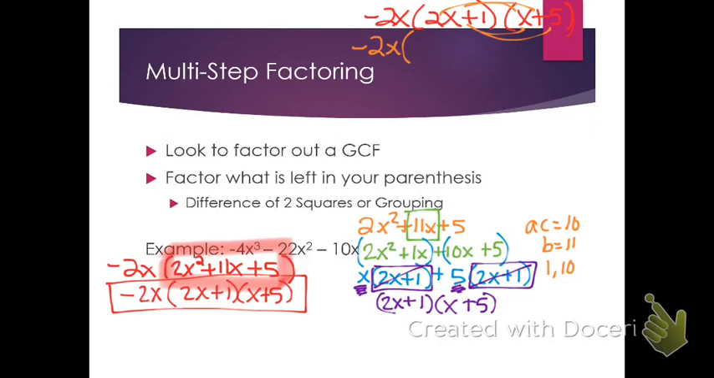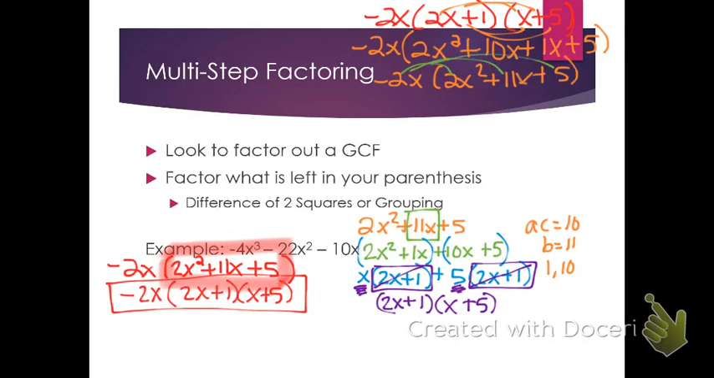Let's see here. 2x times x is 2x squared. 2x times 5 is 10x. 1 times x is 1x. 1 times 5 is 5. Combine my like terms. And then finally distribute the negative 2x. That would give me negative 4x cubed, negative 22x squared, and negative 10x, which is what I started with, so I know my answer is correct.